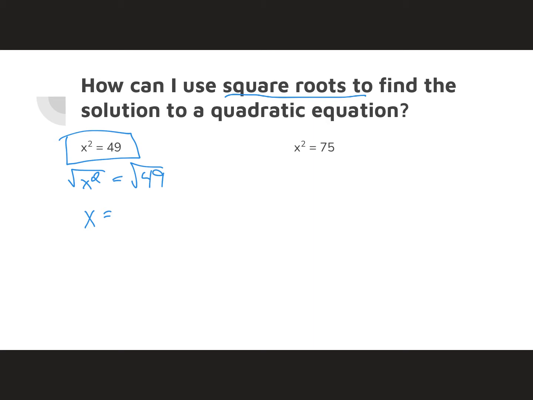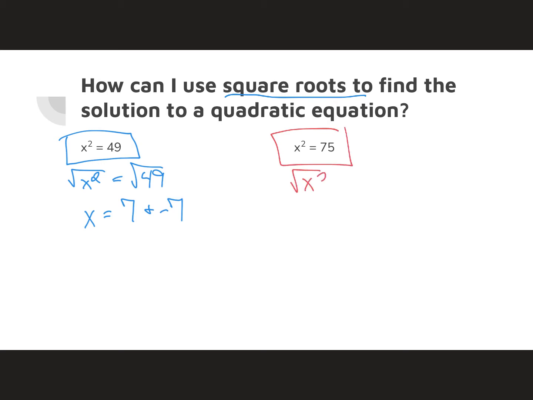And the square root of 49, remember that every number has a positive and a negative square root. The square roots of 49 are 7 and negative 7. That's simple. Well, what about over here where we have x squared equals 75? Again, we're going to take the square root of both sides.